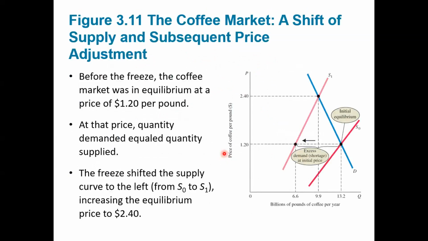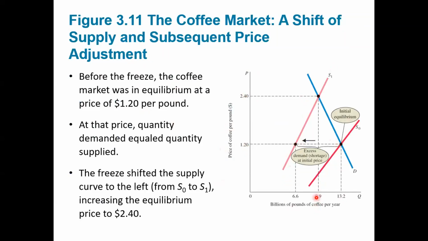All right. So here we go. We're going to start right here. Initial price, this is billion pounds of coffee per year. Price per pound of coffee is $1.20. 13.2 billion pounds of coffee for me, or for the world, but let's be clear, I love my coffee. However, there was a freeze that destroyed some of the coffee crop. That shifted the supply curve to the left. That created a shortage. What happened? Equilibrium price increased until we got to $2.40 and 9.9 billion pounds of coffee per year.